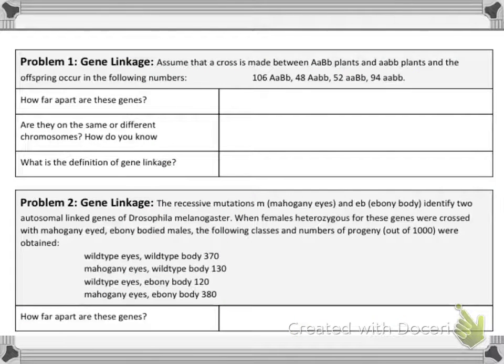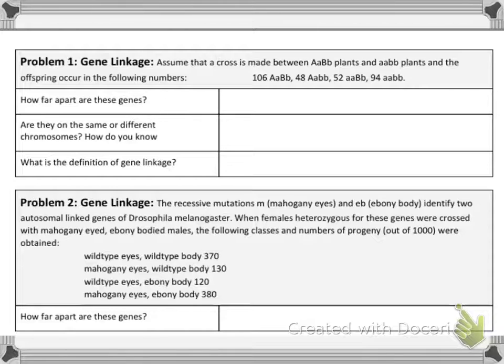So then if you flip the page over, there's going to be a gene linkage problem. For this one, you're going to have to do that simple equation where you just add the small numbers together, divide by the total, and then multiply by 100. So this is really all that you need to know. Mapping the genes was just so you know why we do this. You will not have to map them.